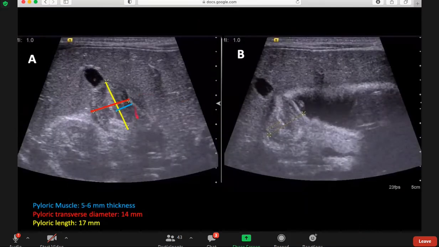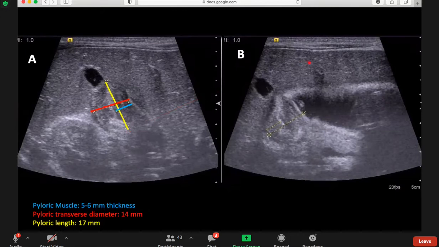So upon further examination, we can note the presence of the pyloric muscle thickness measuring 5 to 6 millimeters, while the total transverse diameter of the pylorus measures 14 millimeters, and the total length of the pyloric canal measures 17 millimeters.